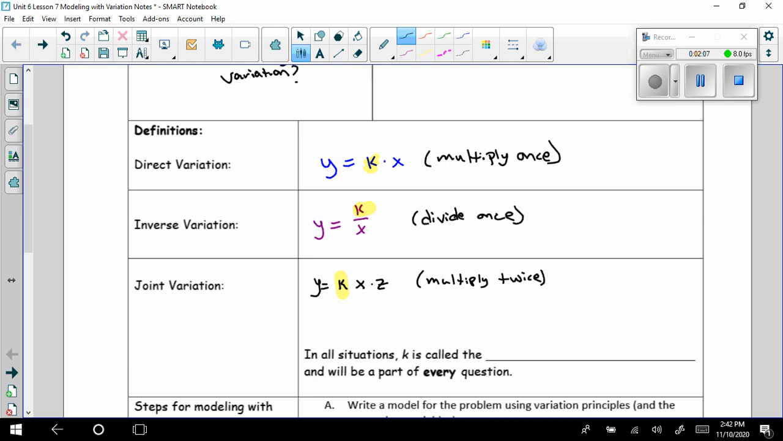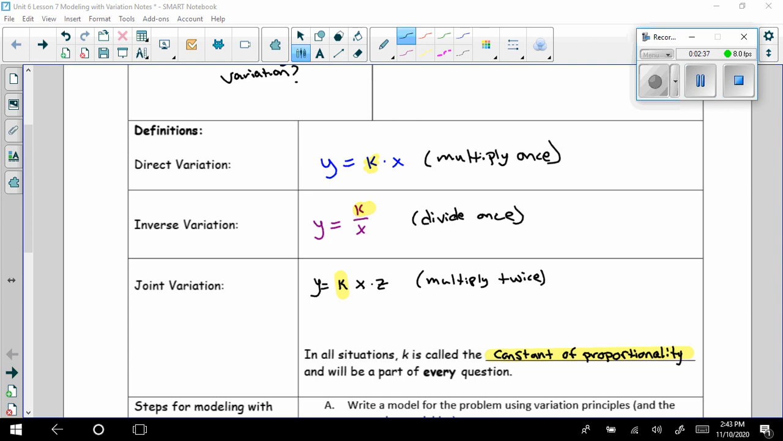In all situations, this k is what we call the constant of proportionality. And it will be a part of every question that you do that has to do with variation. And it's a constant, so you can use it then to find or project values that will be coming in the future. So it's much like your slope. And in fact, in direct variation, it is the slope of that line.